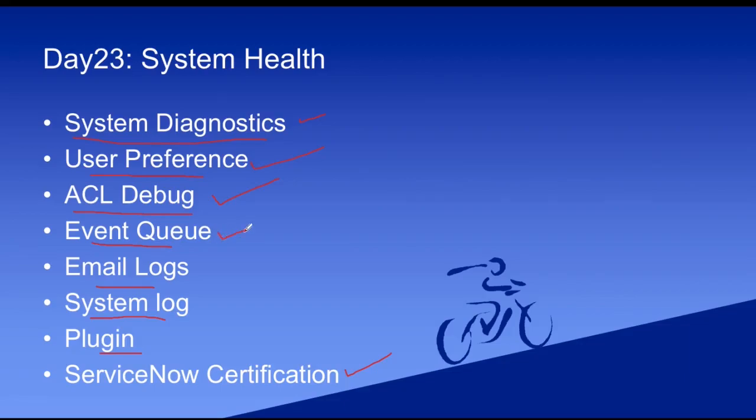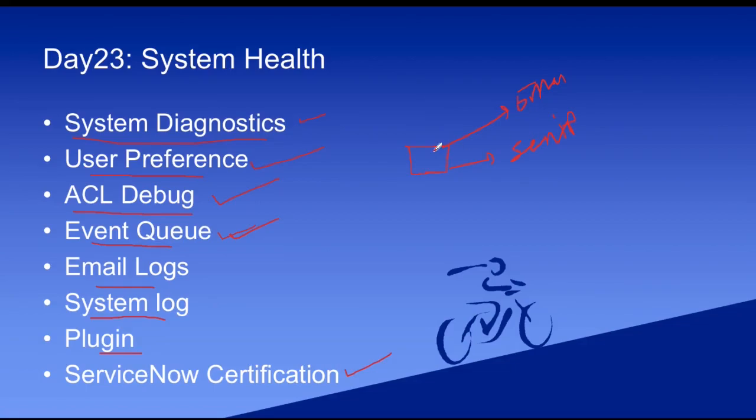Next thing we will talk about is the event queue. We know what an event is. An event is nothing but an object that can be generated from a script, from a workflow, from a flow. We can generate that event. And why do we need to find out about the event queue? Because through the event we normally generate emails, or maybe we can trigger a script action. We can call a script from this event, right?